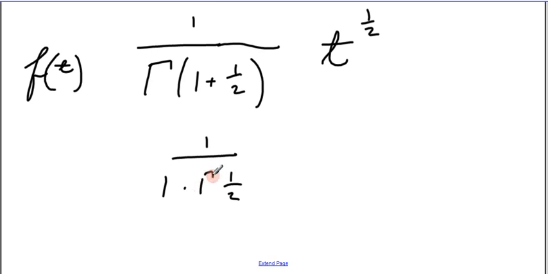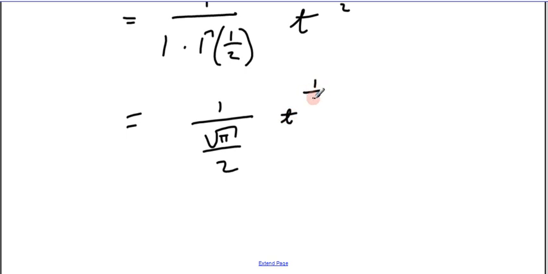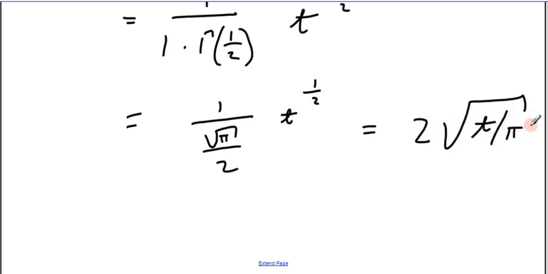Gamma function 1/2, t to the 1/2, and that's going to be 1 divided by the square root of pi over 2 t to the 1/2. So that's going to equal 2 square root of t divided by pi, which luckily checks with the back of the book so that we don't have to go running to other places to figure out what's going on.